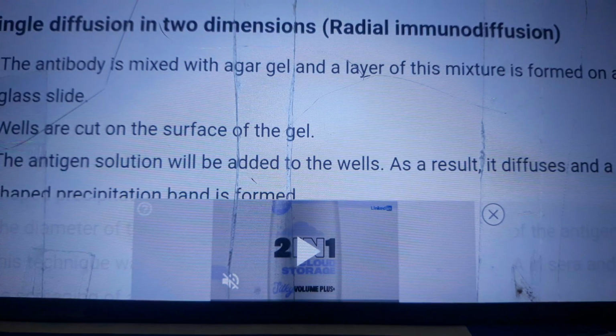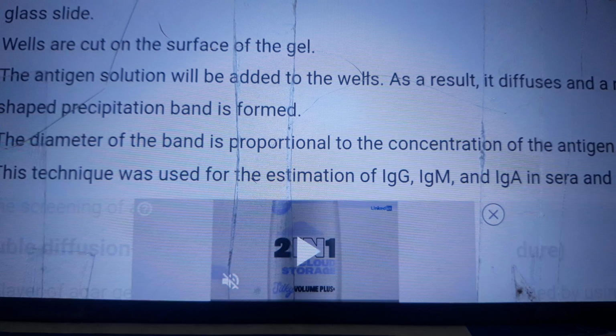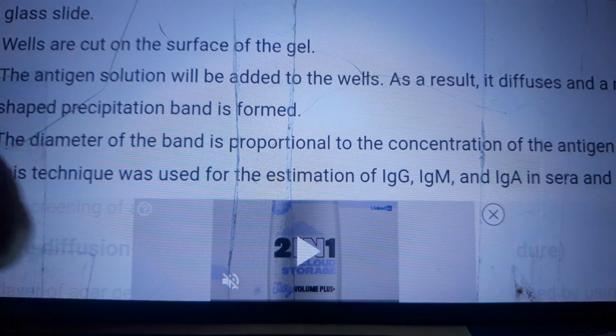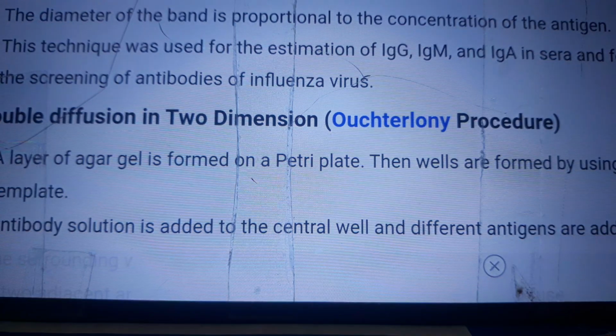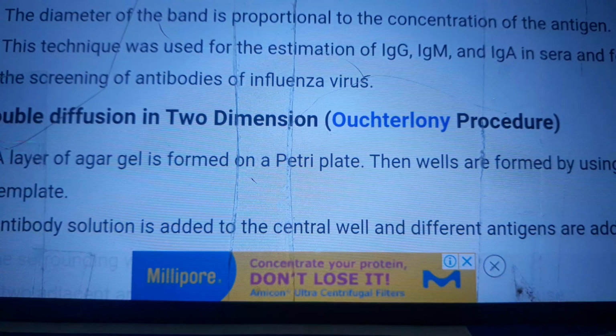Single diffusion in two dimensions, radial immunodiffusion. The antibody is mixed with agar gel and a layer of this mixture is formed on a glass slide. Wells are cut on the surface of the gel. The antigen solution will be added to the wells. As a result, it diffuses and a ring-shaped precipitation band is formed. In this technique, the diameter of the band is proportional to the concentration of the antigen. This technique was used for the estimation of IgG, IgM, and IgA in sera, and for the screening of antibodies of influenza virus.